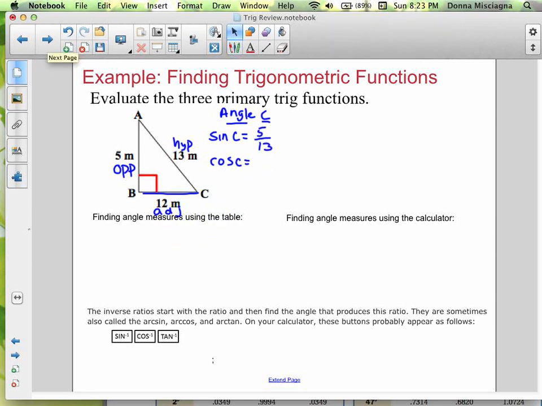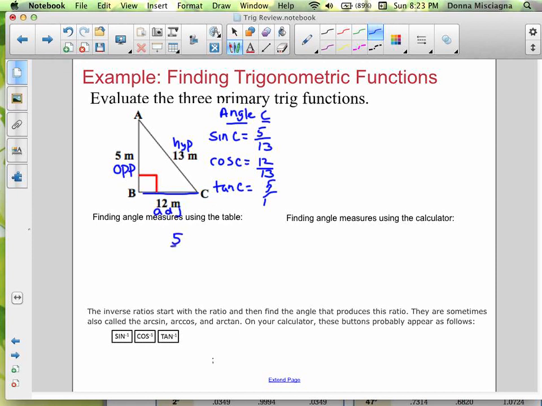Yeah, that looks much better, doesn't it? And then finally, let's find tangent. Tangent C is opposite over adjacent, so that's 5 over 12. I should have done this over here so that I can just drag it in and it would be readable. Now I'm just going to take the ratios of those sides and convert them to a decimal, and we'll be using that in a little bit.